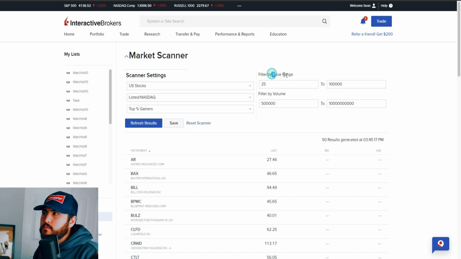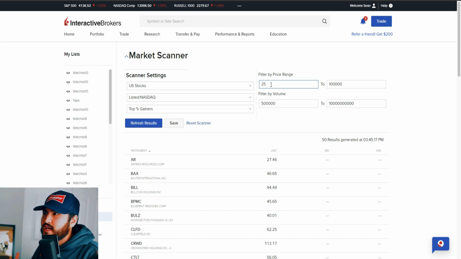Now you can filter by price range. If you want to weed out some of the lower price stocks, some of the penny stocks, if you will, you can change this. I like looking at stocks that are at least $25 a share, sometimes a little bit lower, but I don't like trading penny stocks. So at a minimum, I'm going to keep this at $5 a share.